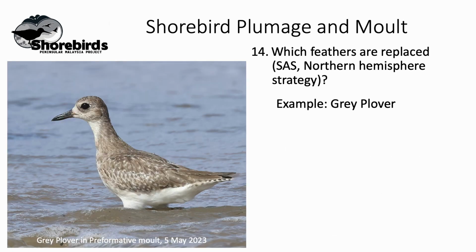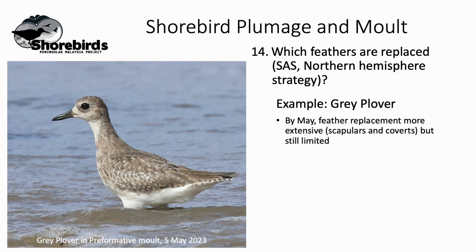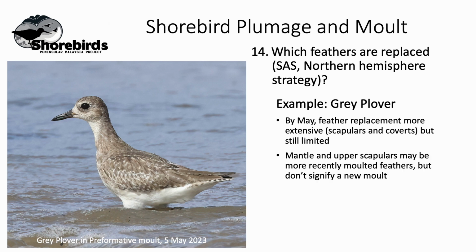Here's a bird that was photographed in May, and you can see that feather replacement is now somewhat more extensive. More scapulars and coverts have been replaced, but still, considering the late date, it's a fairly limited preformative molt. You can also see on this bird that some of the mantle and upper scapular feathers are darker, but that doesn't mean that it's a separate molt. It just means that these are probably more recently molted feathers in the same preformative molt, which is very protracted. So you've got feathers that may be several months older, but they are not from a different molt.